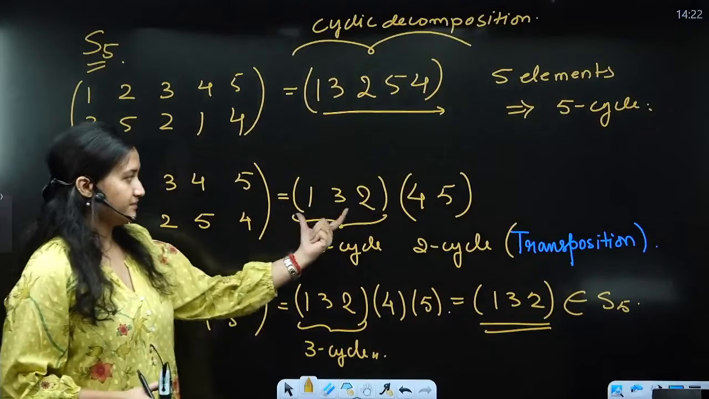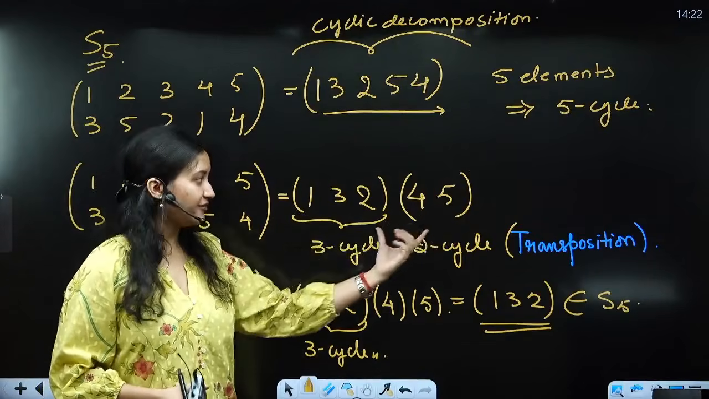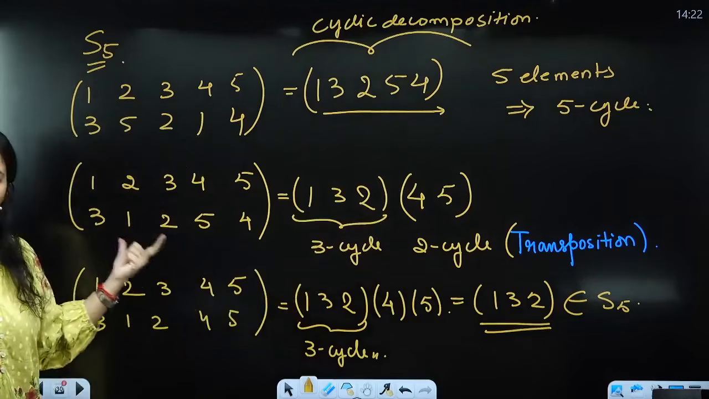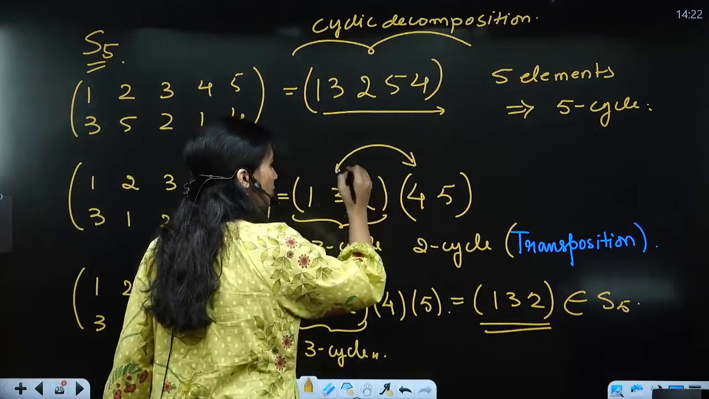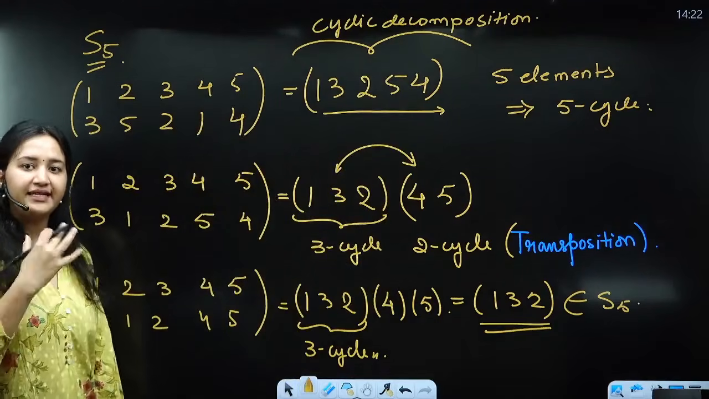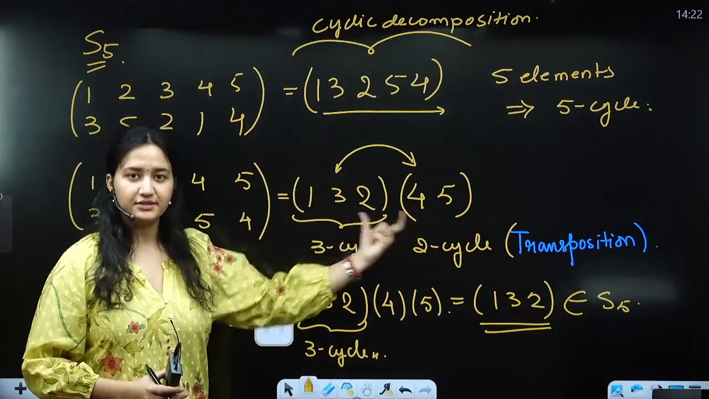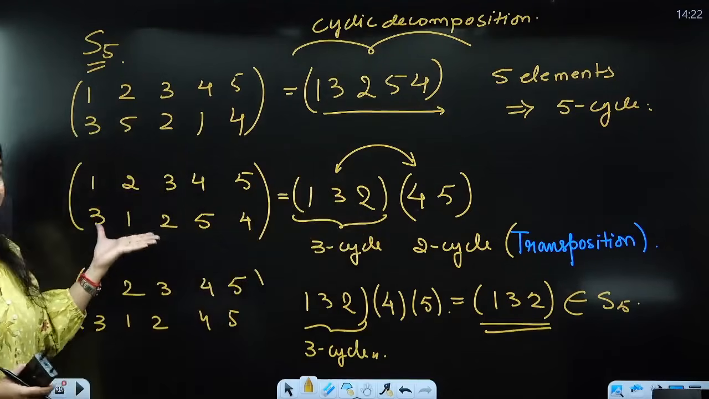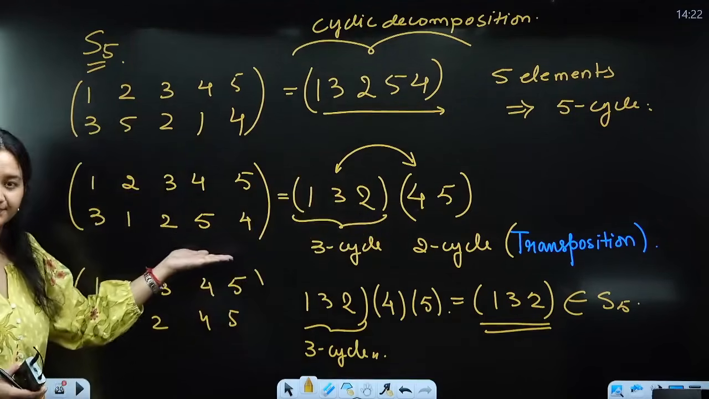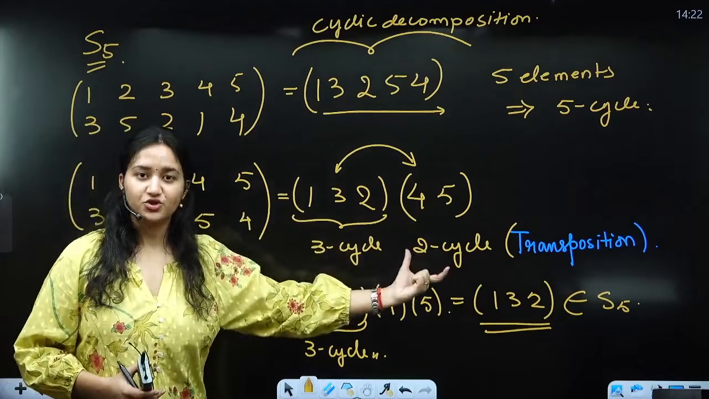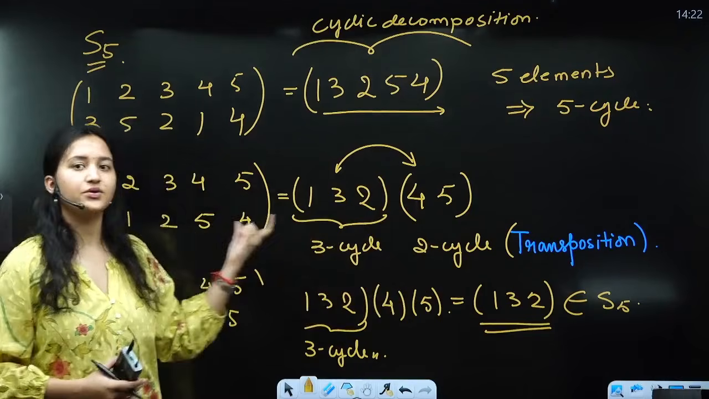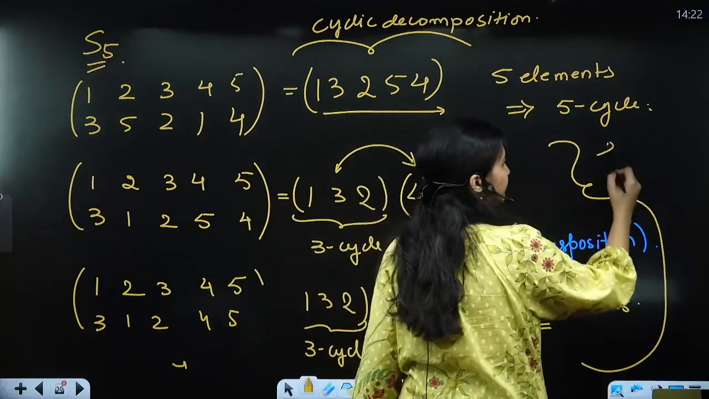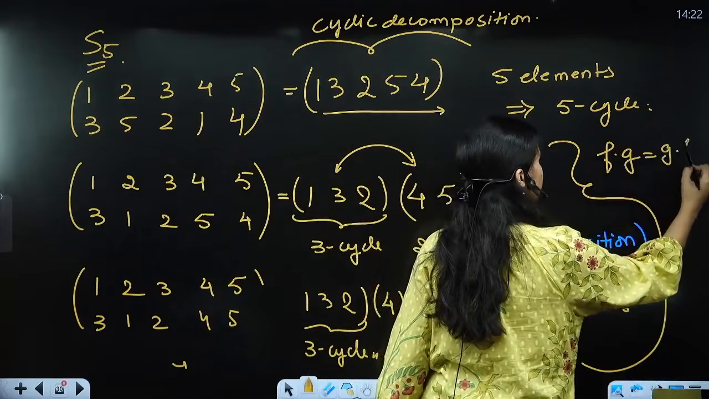if I multiply 132 by 45 and if I multiply 45 by 132, I'm going to get the same permutation. Why? Because they do not have any elements in common. That means these separate cycles do not have any similar elements in them. That is why they are going to give me the same output every time. That means when the cycles are disjoint, that means they do not have any same elements, they are going to give me the same answer. That means in these cases f dot g will be equal to g dot f.